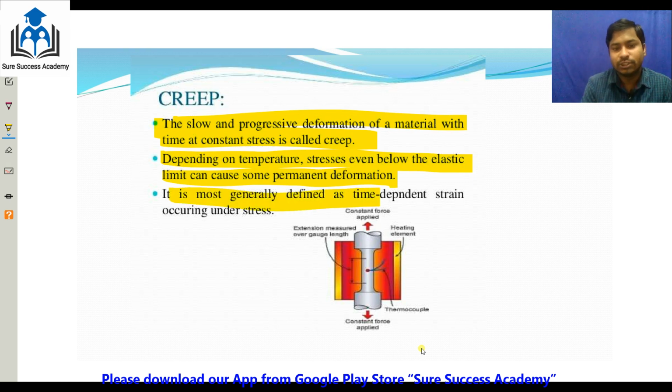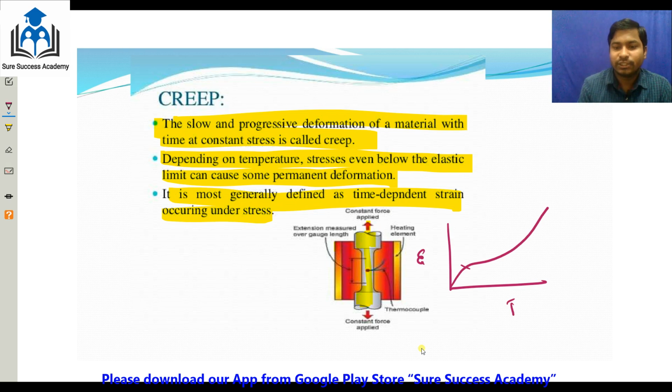This is most generally defined as the time-dependent strain occurring. How do we do the creep test? Suppose there is a chamber. You put this specimen inside the chamber and apply the loads, and you heat it. Then you apply the loads, and you can measure the strain, and with respect to time the graph will come like that.